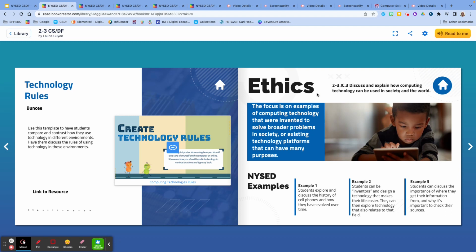Here we're going to discuss and explain how computing technology can be used in society and the world. So I really want to flatten the walls of our classroom and talk about how we use technology on a global scale. You're going to see the information, or the ideas rather, at the bottom for you to do. So at any point, you can pause this video and look at them, or click the link and follow along.